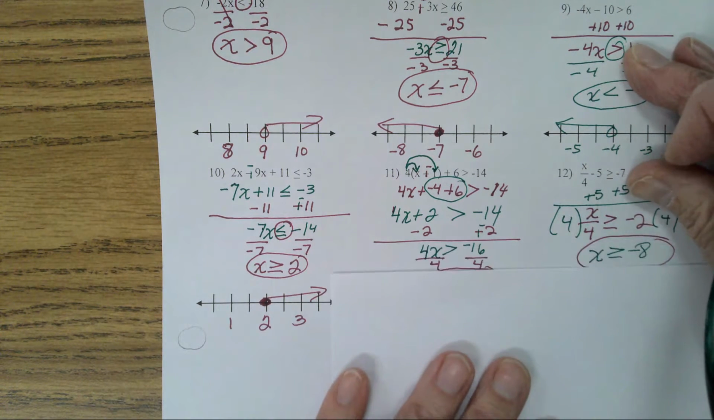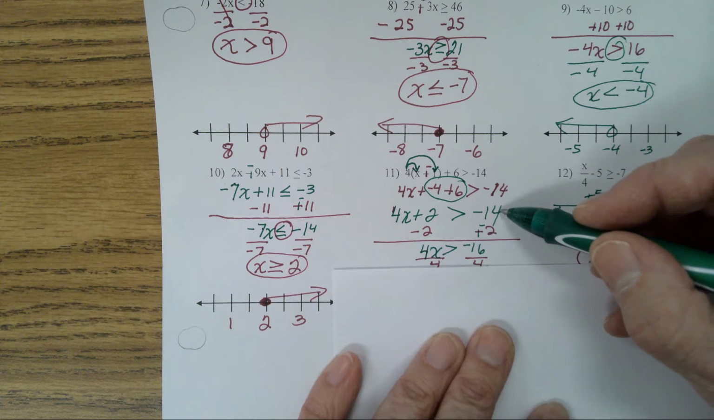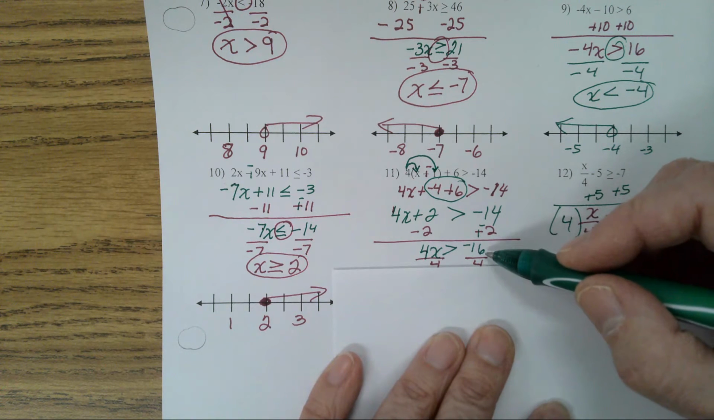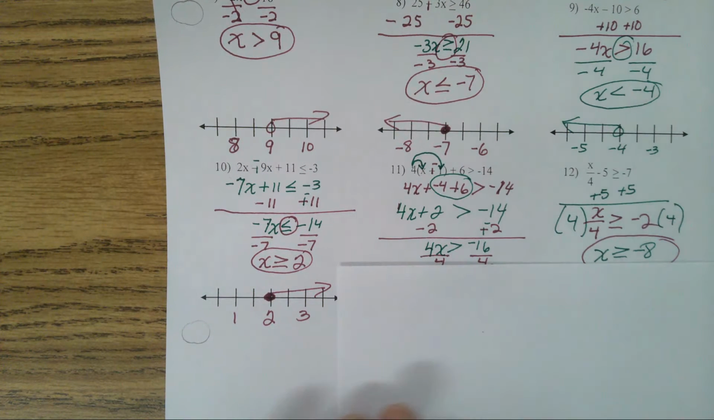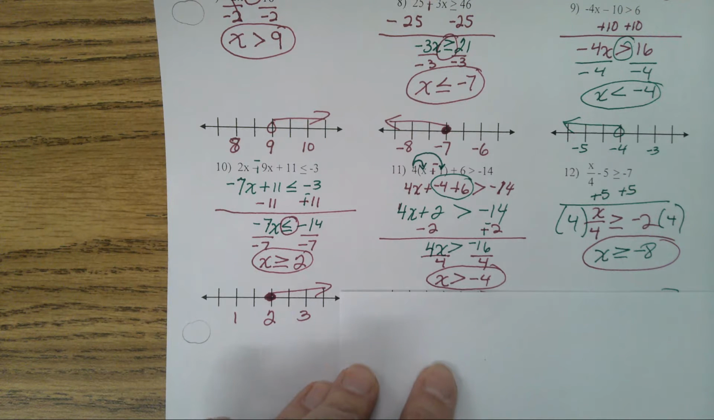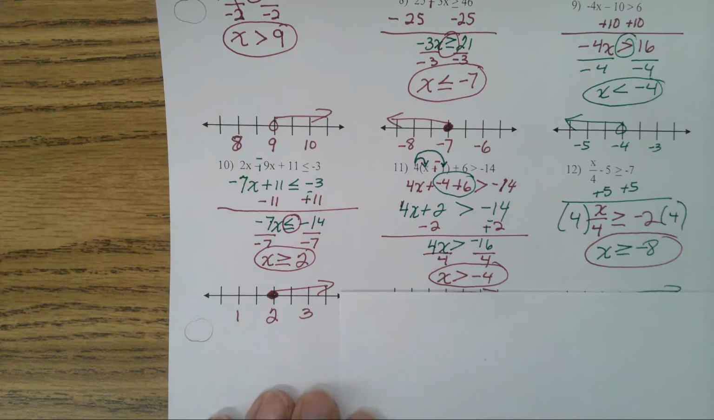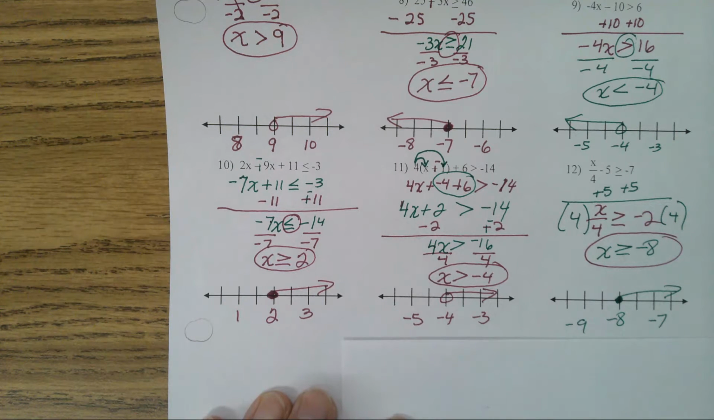Subtract 2. When you subtract 2, you add the opposite. Negative 14 plus negative 2 is negative 16. So you have 4x is greater than negative 16. Divide both sides by 4. X is greater than negative 4. Any questions? Now we graph it. Open circle on the negative 4 going to the right. Any questions?